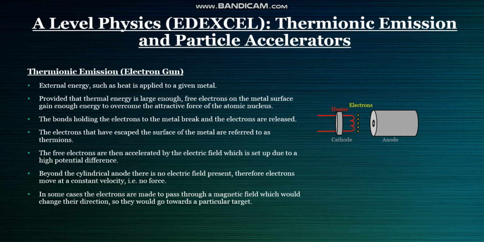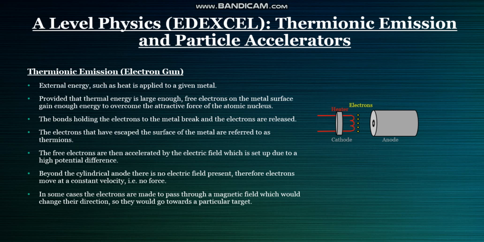So what is thermionic emission? Basically, thermionic emission is the process by which electrons are emitted from a heated source. So let's say that external energy such as heat is applied to a given metal. Provided that the thermal energy is large enough, free electrons on the metal surface gain enough energy to overcome the attractive force of the atomic nucleus, and the bonds holding the electrons to the metal break, and therefore the electrons are released. And the electrons that have escaped the surface of the metal are referred to as thermions.